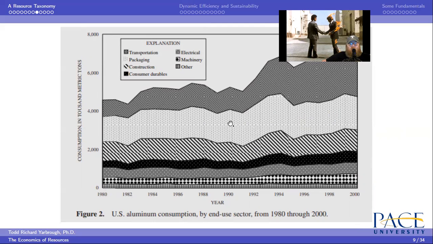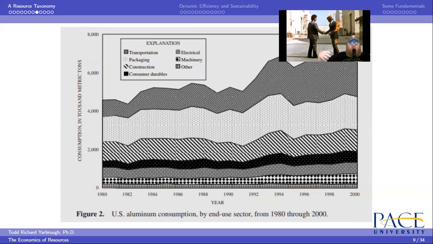Here's uses of aluminum over time. So you can see what we use aluminum for and how that has perhaps changed. There's a lot of sectors that use aluminum: transportation, packaging, construction, and so on and so forth. And again, this just gives you an idea of what we're using aluminum for.